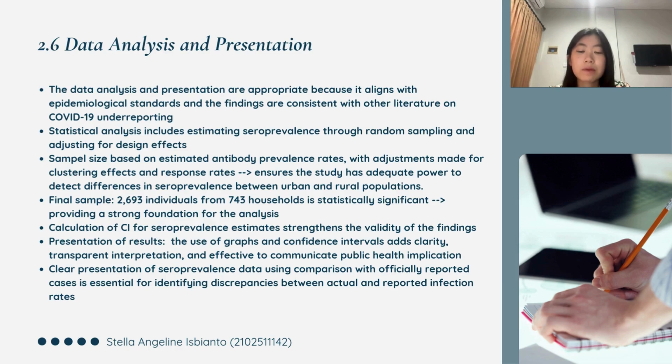The data analysis and presentations are appropriate because they align with epidemiological standards and the findings are consistent with other literature on COVID-19 underreporting. The statistical analysis used in the study includes estimating seroprevalence through random sampling and adjusting for design effects, which adheres to established epidemiological practices. The sample size was based on estimated antibody prevalence rates with adjustment for clustering effects and response rates, which ensures that the study has adequate power to detect differences in seroprevalence between urban and rural populations.